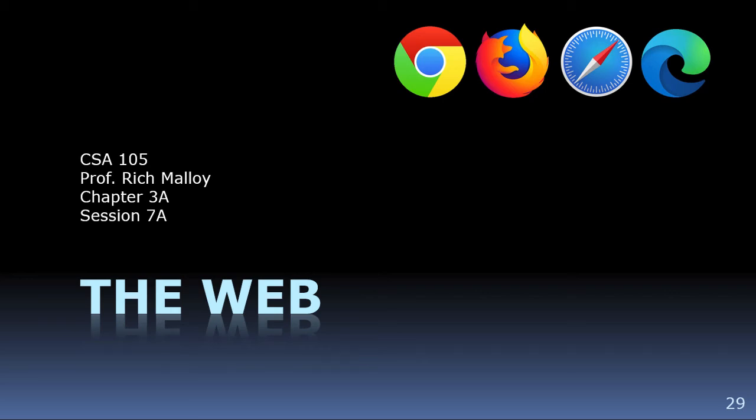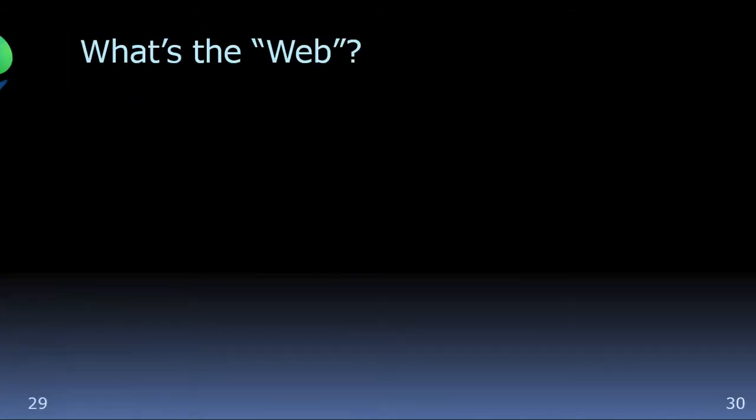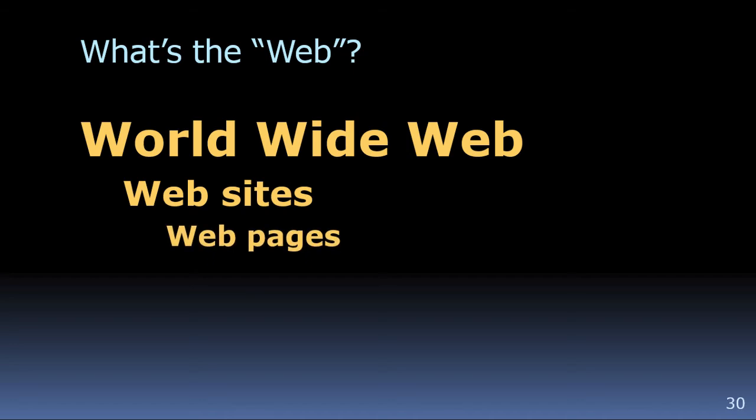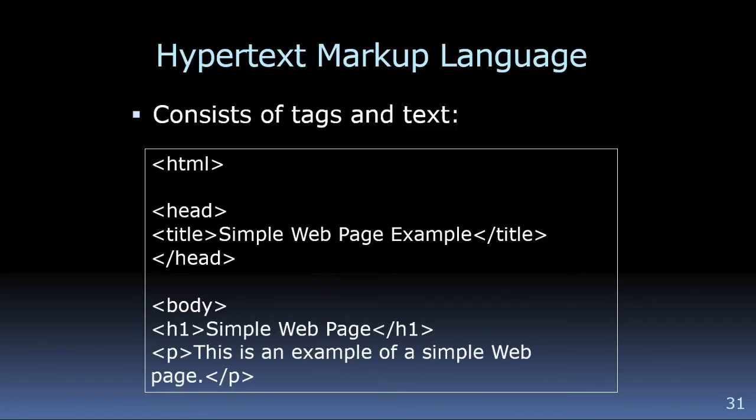In this video, we're going to look at the amazing World Wide Web. What is the web? Basically, it's composed of a bunch of websites, millions and millions of websites all around the globe. And on those websites are many, many web pages, and each of the web pages has lots of HTML code on them. Okay, what is HTML code?